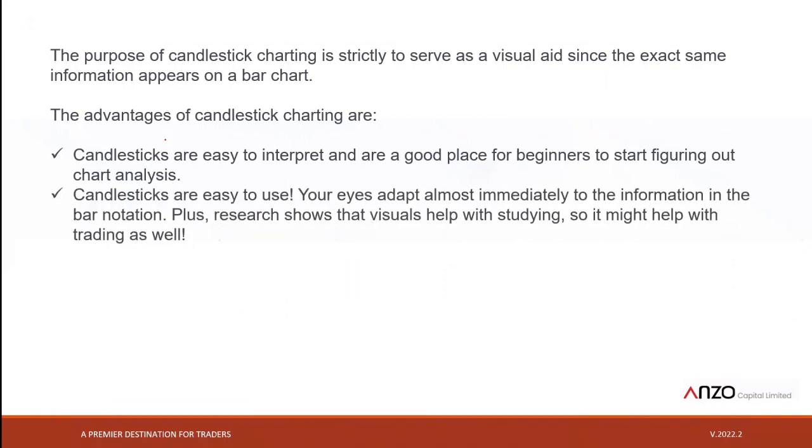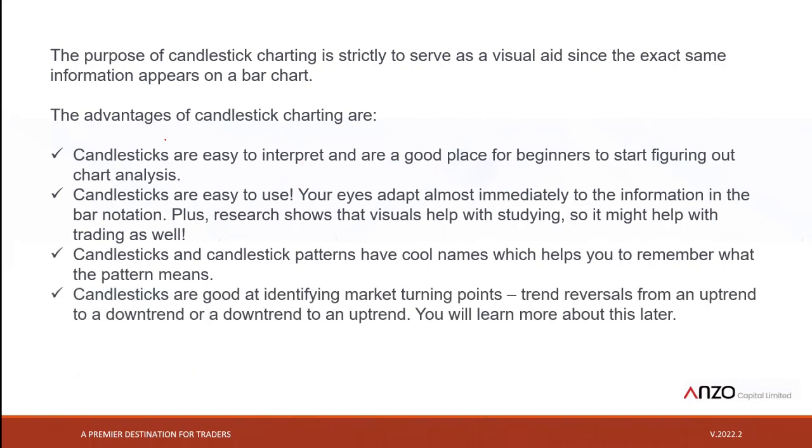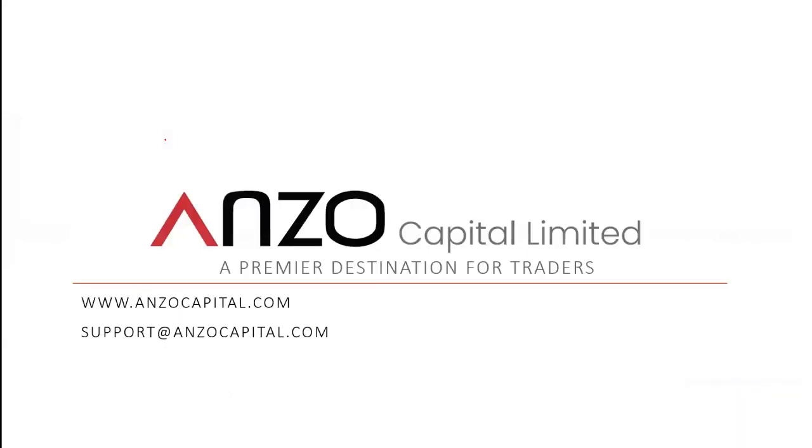The second point is that candlestick charts are easier to use. Your eyes adapt almost immediately to the information in the bar once you understand what you're looking at. Plus, obviously, the visual aid helps with studying and might help you to trade even better. Now, candlestick patterns obviously have cool names. You learn about them: the bullish pin bar, the bullish hammer, the engulfing patterns. We're able to spot these on the chart simply because they're candlestick setups and they're quite easier to use. Candlestick charts are good for identifying market turning points and trend reversals, when the market is moving from an uptrend to a downtrend and vice versa.